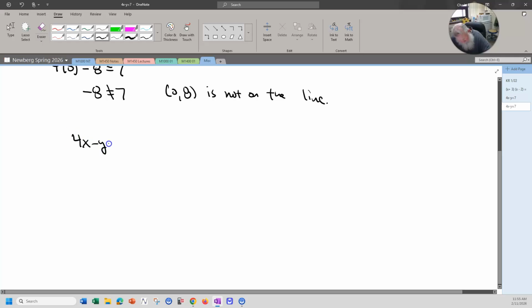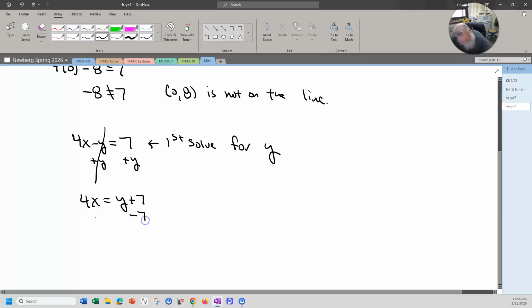And one of the easiest ways to find 2 points is to first solve for y. So let's take this equation here and solve it for y. I'm going to add y to both sides because I like my y term to be positive. The y's cancel on the left-hand side. I get 4x equals y plus 7.